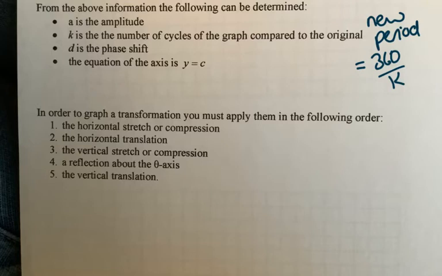and then that is the new period. D is the phase shift, that's called. That's our shift, left or right. That's a phase shift. And the equation of the axis is c, so y equals c. So if c is 3, the equation of the axis is y equals 3.